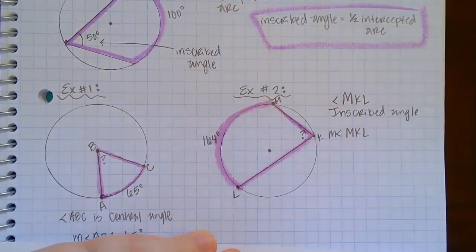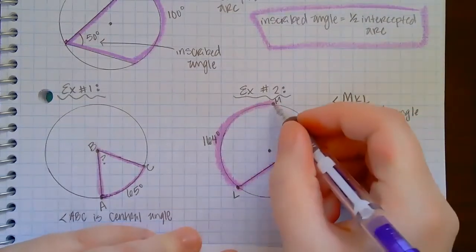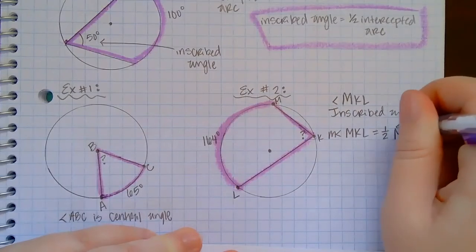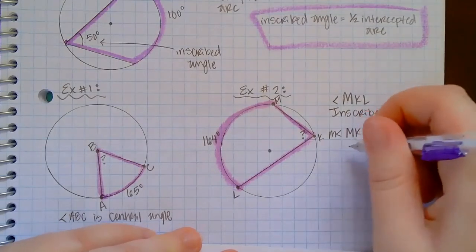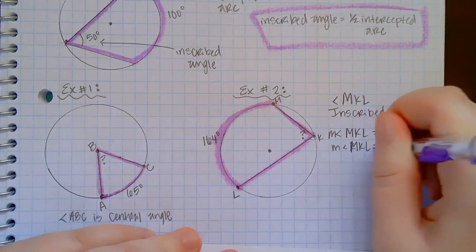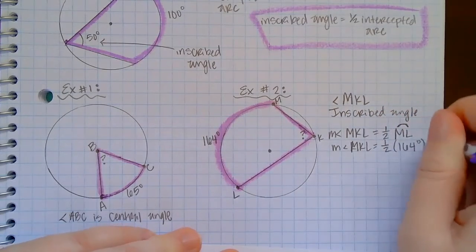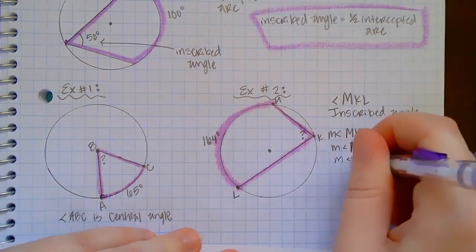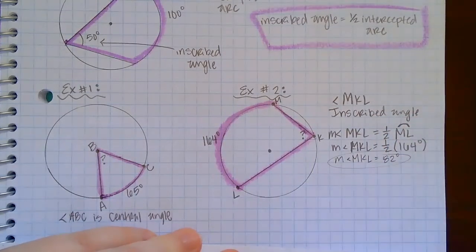Anyways, so measure of angle MKL, we know has to be half of my intercepted arc, which the arc here is called ML. I put the arc on top of it to show that it's an arc. Okay, so my angle, I don't know what that is. That's what I'm trying to find. Measure of angle MKL is half, and then ML is 164. So half of 164 is 82. That means measure of MKL is 82 degrees.